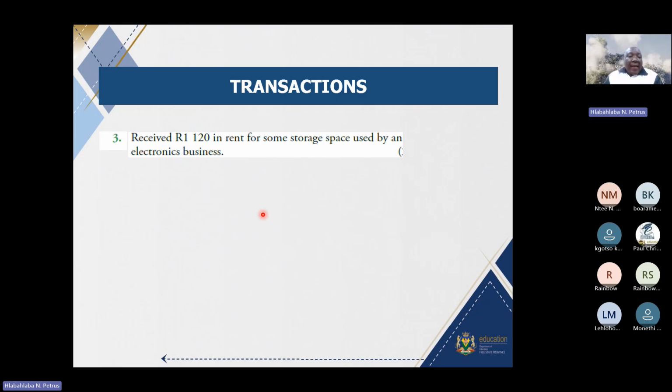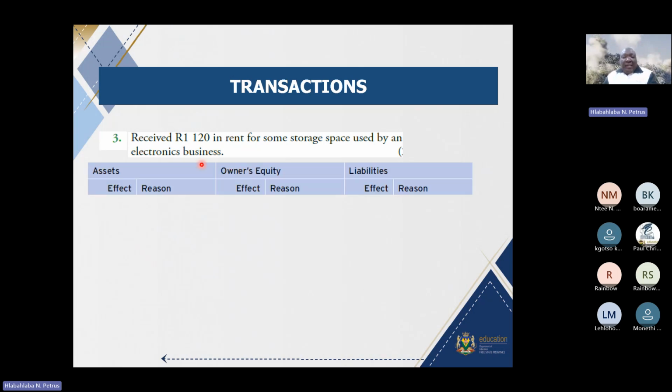Our next transaction, which is the last: received 1,120 Rand for some storage space used by an electronics business. This means that as a business, we have a building and we have rented that building to someone. Now that particular person is paying the business, so we are going to receive that money. It was for rent. Let's look at the effect under the accounting equation.